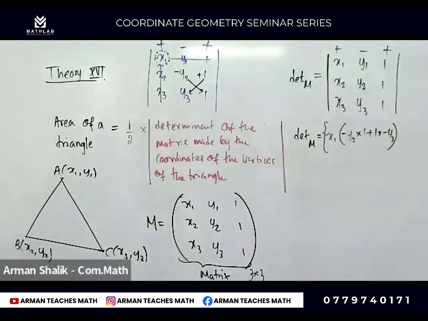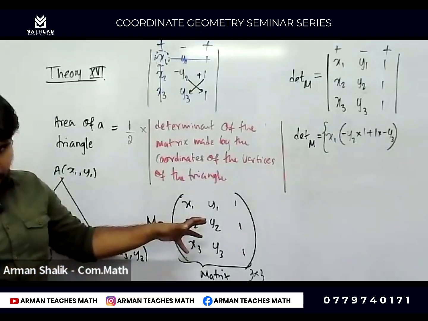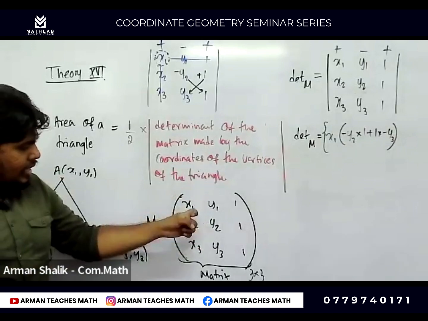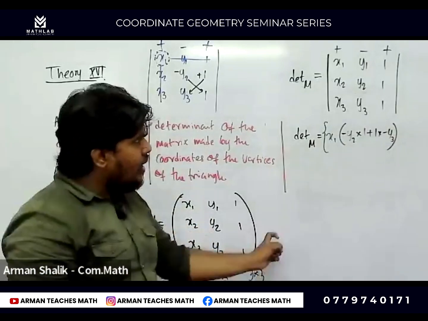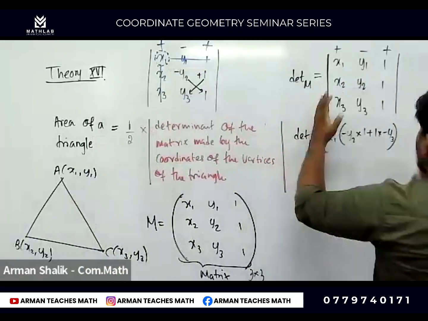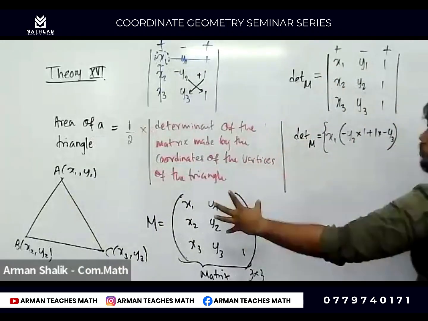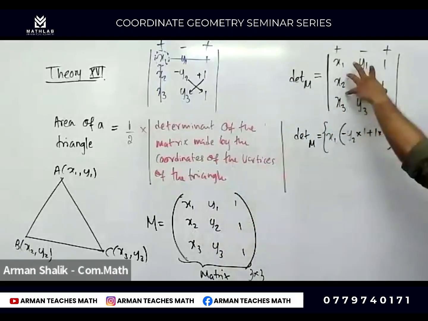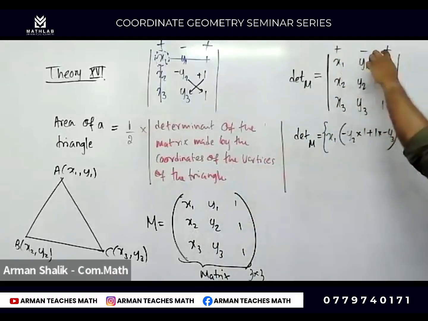Again, what is the process? From the vertices of the triangle, create the matrix. Then, using the matrix, define the determinant. The determinant notation is these two lines. Copy this matrix and paste it here. Plus, minus, plus.